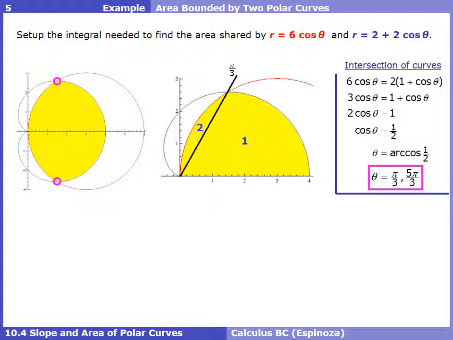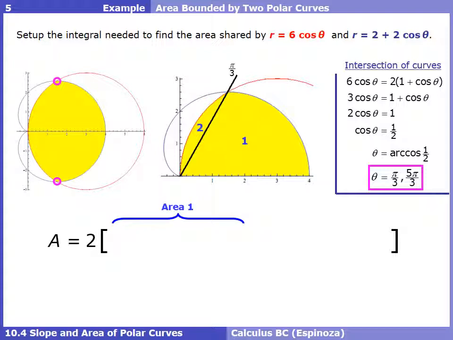I'm going to label one area as 1, which is going from angle 0 to pi over 3, and I'm going to label the other area as 2. What we need to do now is set up these two integrals. The reason I have this 2 here is because I'm only considering the top half of the area. So to get the total area, I would just have to multiply by 2.